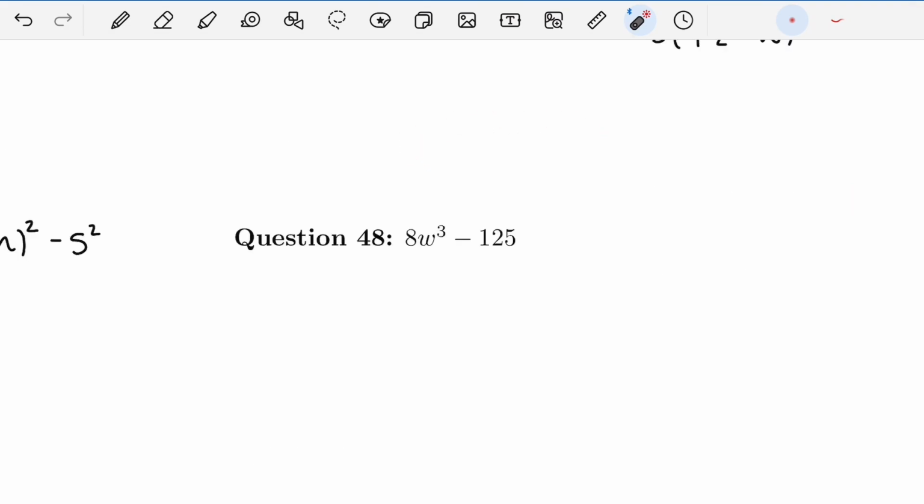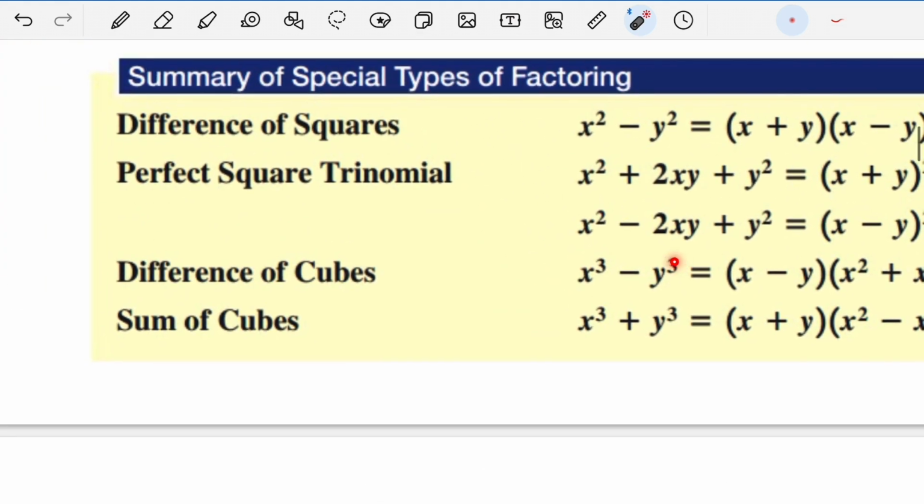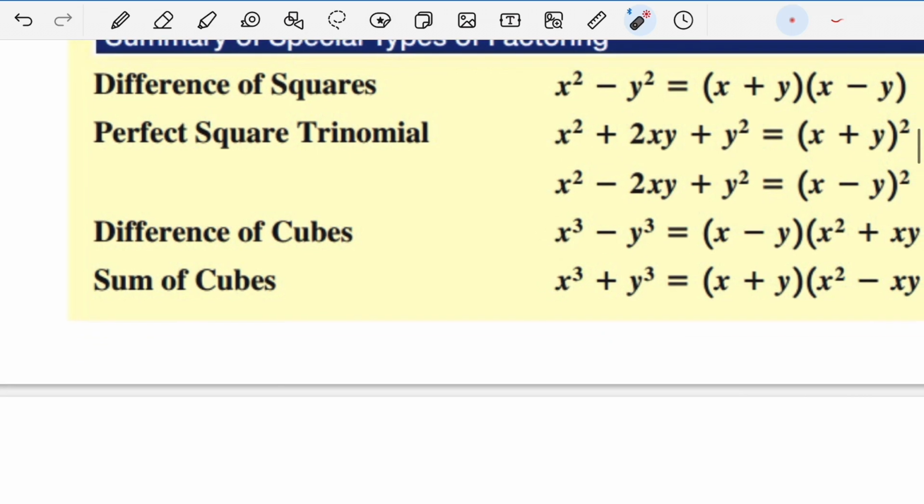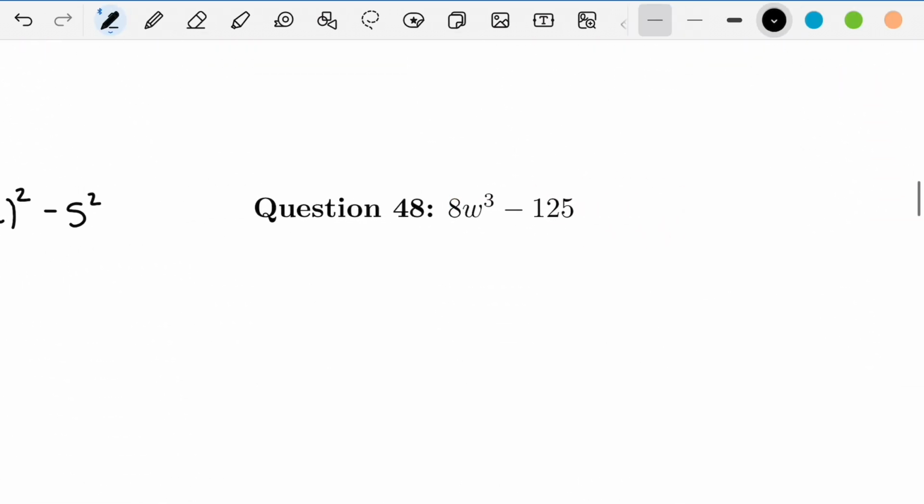Now for this next example here, we again want to factor this polynomial, but first notice that 8 and 125 are both perfect cubes. Also, we're taking the difference of these two terms. So this gives us an indication that we're dealing with the case when we have a difference of cubes. So what we're going to do is again just rewrite this polynomial to match that exact form. We can do that by using the fact that 2w cubed is going to be the same thing as 8w cubed, and 5 cubed is the same thing as 125.